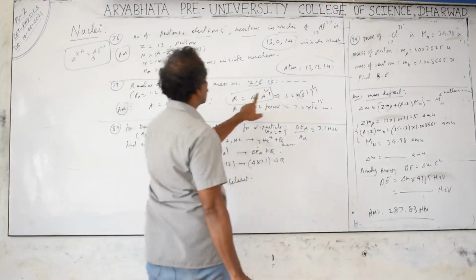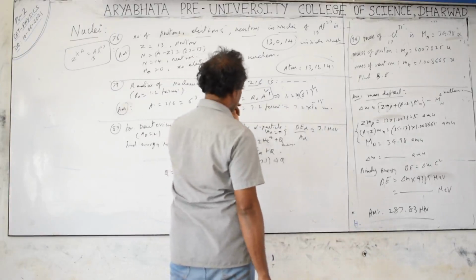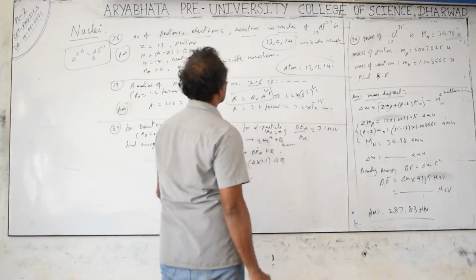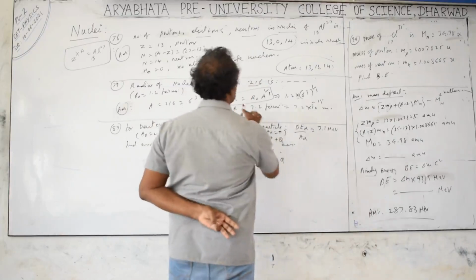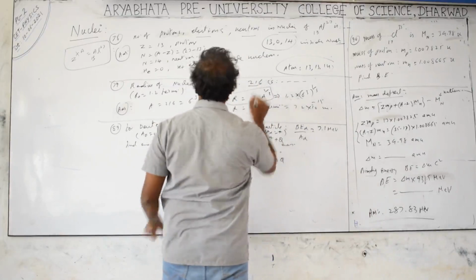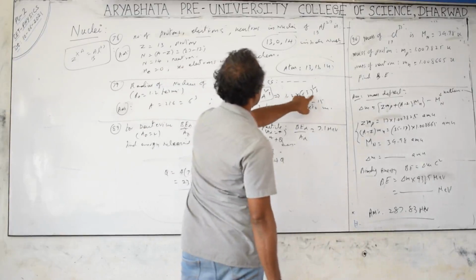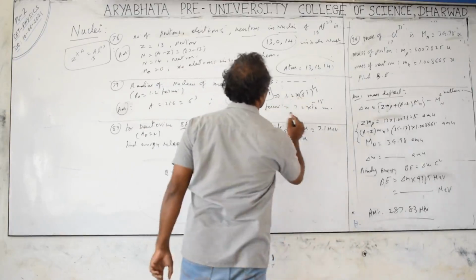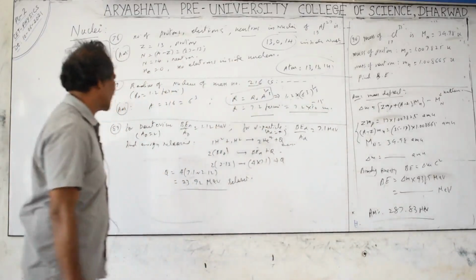So volume is proportional to A, but radius is proportional to A to the power of 1 by 3. A is the mass number. It is independent of Z, it only depends on the mass number. So substitute R0 as 1.2, A is equal to 216, and 216 we can write as 6 cube to the power of 1 by 3, the power cancels, 6 remains. 6 into 1.2 is 7.2 Fermi, or 7.2 times 10 to the power of minus 15 meters, called a femtometer.